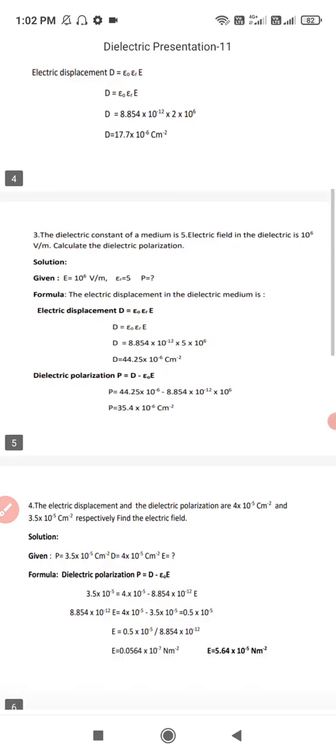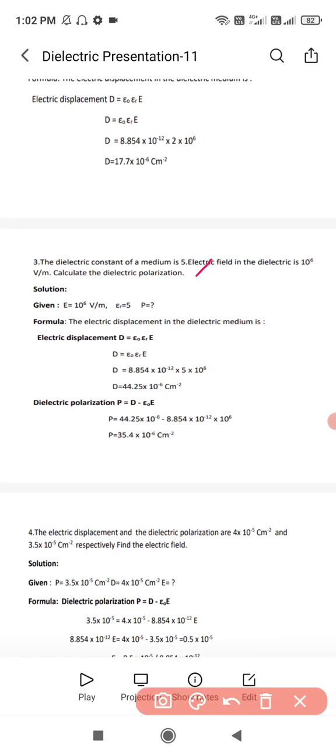Next, in the third problem, the dielectric constant of a medium, epsilon R, is 5 and the electric field intensity is 10 power plus 6 volt per meter. Calculate the dielectric polarization. Polarization P is equal to D minus epsilon naught into E. First find the electric displacement vector D, equal to epsilon naught into epsilon R into E, as in the previous problem. Substituting, with epsilon R equal to 5 and field intensity 10 power plus 6, we get 44.25 into 10 power minus 6 coulomb per meter square.